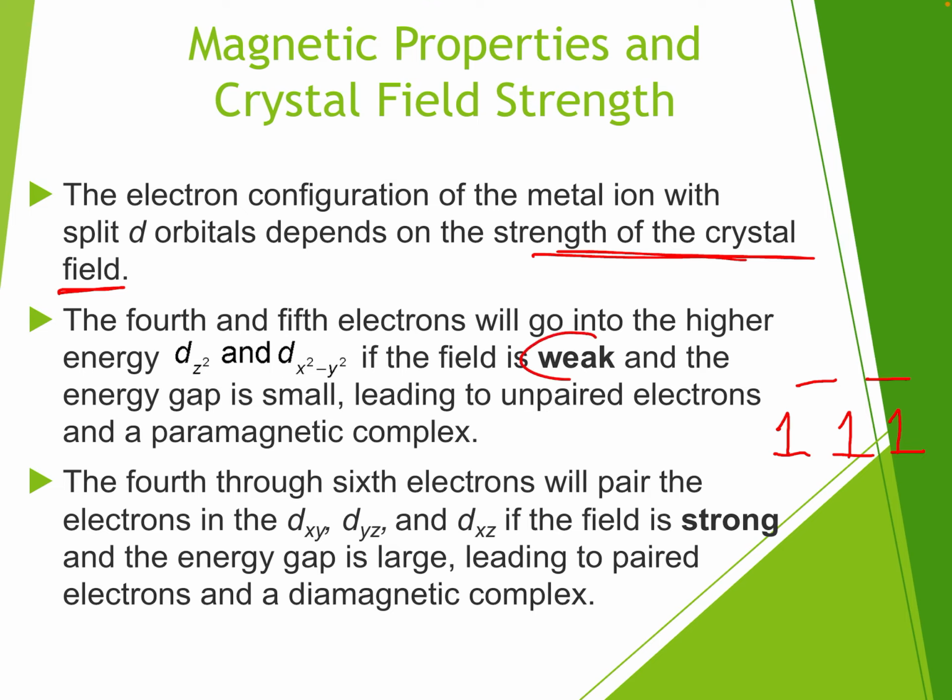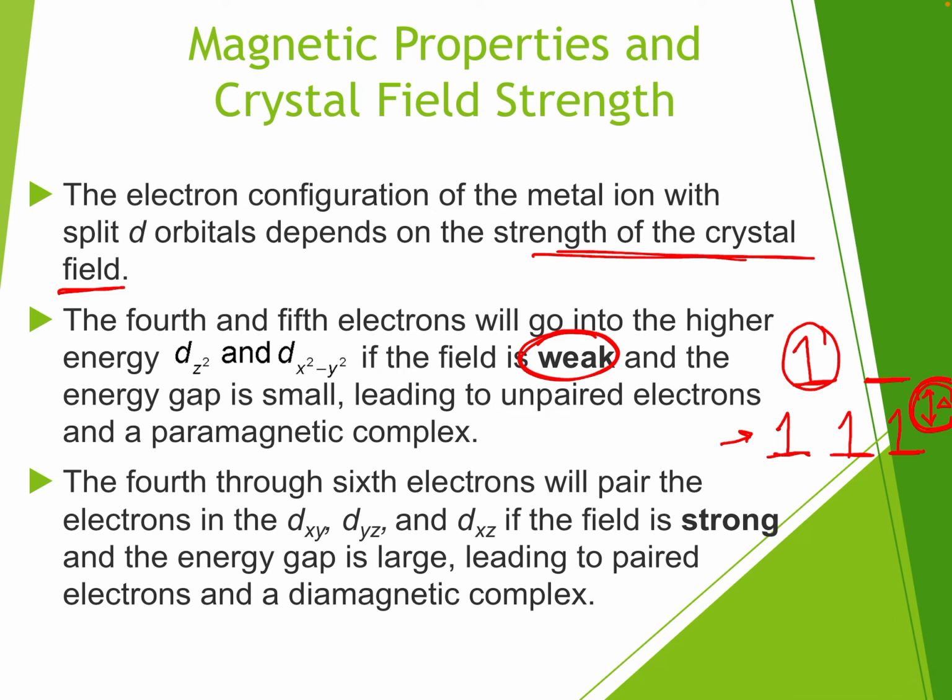Okay, if we have a weak field ligand, which means that the energy gap is small, this is a tiny, tiny delta, then that next electron will just go ahead and go up here, because it's going to take more energy to pair up with this electron than it does to go up here, because this energy gap is small. So these orbitals are not that different in energy from these, because we have a really small energy gap.